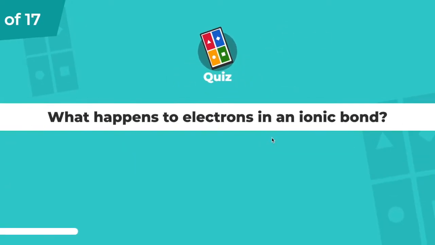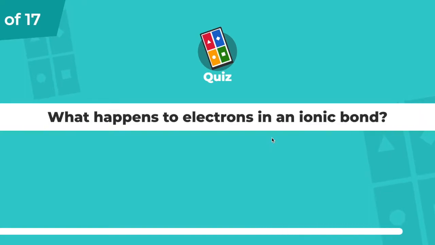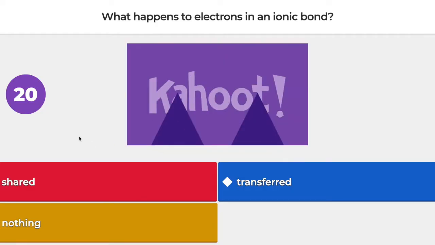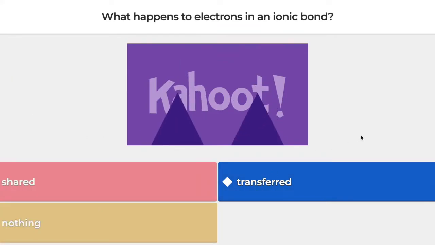All right, question number one. What happens to electrons in an ionic bond? Remember that in an ionic bond, the electrons are given up by one atom that becomes the cation and taken by the one that becomes the anion, and so they are transferred completely.